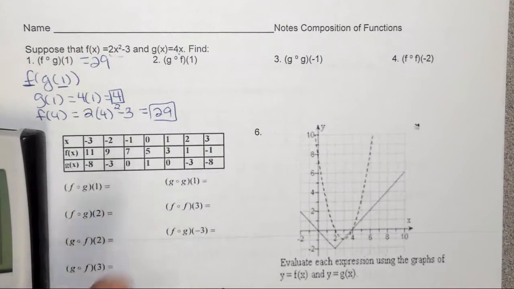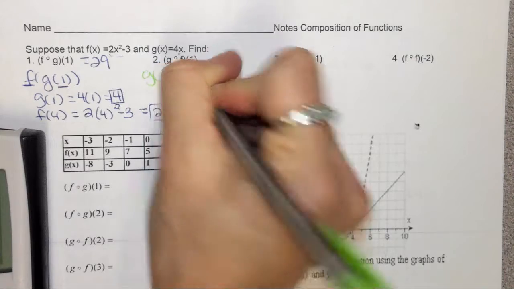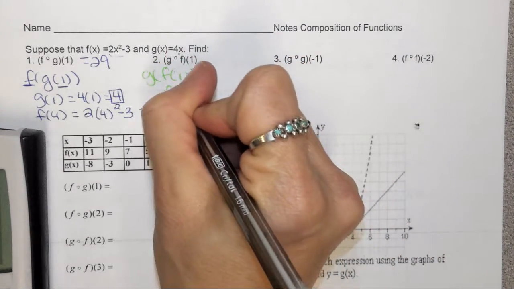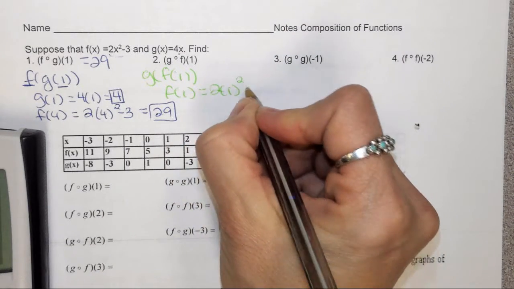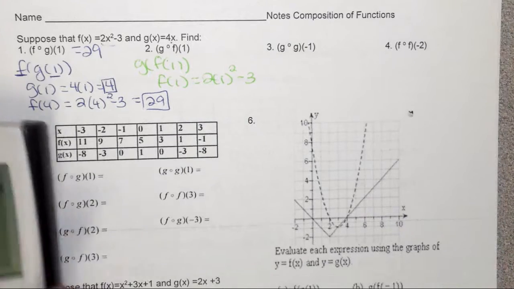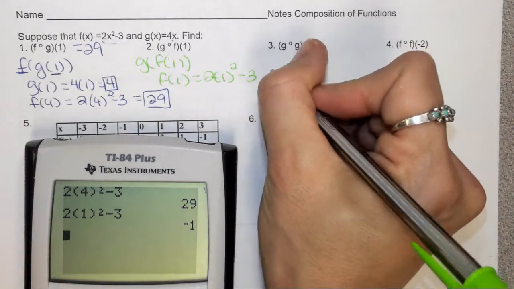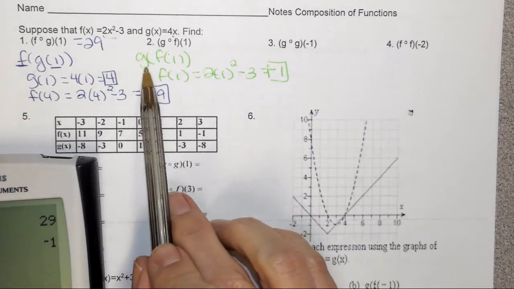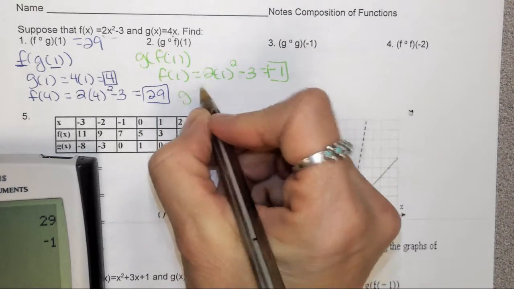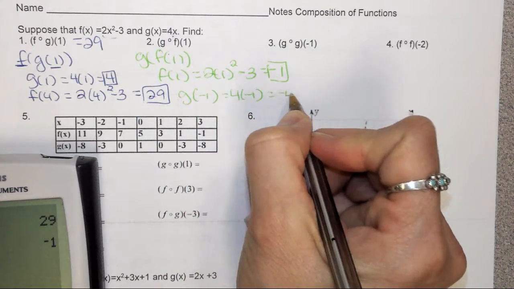Number 2 is almost the exact same problem, except this time the g is first. So it's g of f of 1. This time I'm going to plug in 1 for the f function first. So we're going to have 2 times 1 squared minus 3. Again, you can use your calculator if you want to. You get negative 1. We're going to take that answer of negative 1 and plug it into the g. Your g function says 4 times x. So 4 times negative 1 equals negative 4.